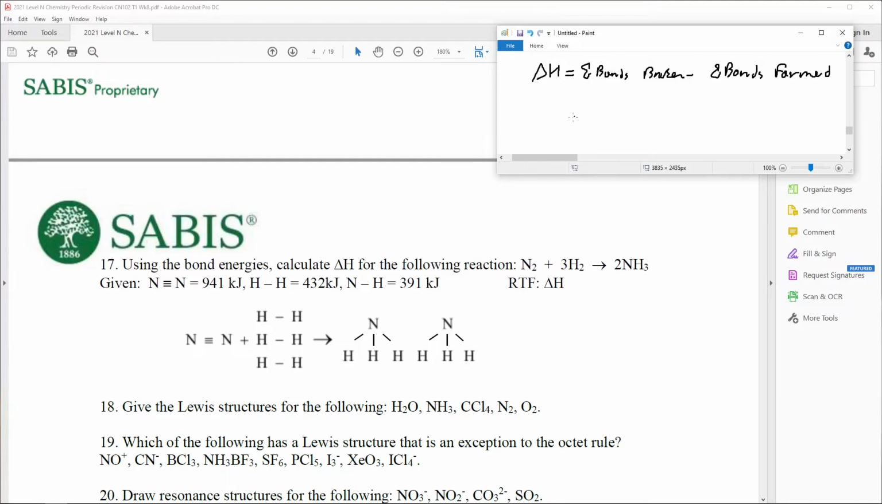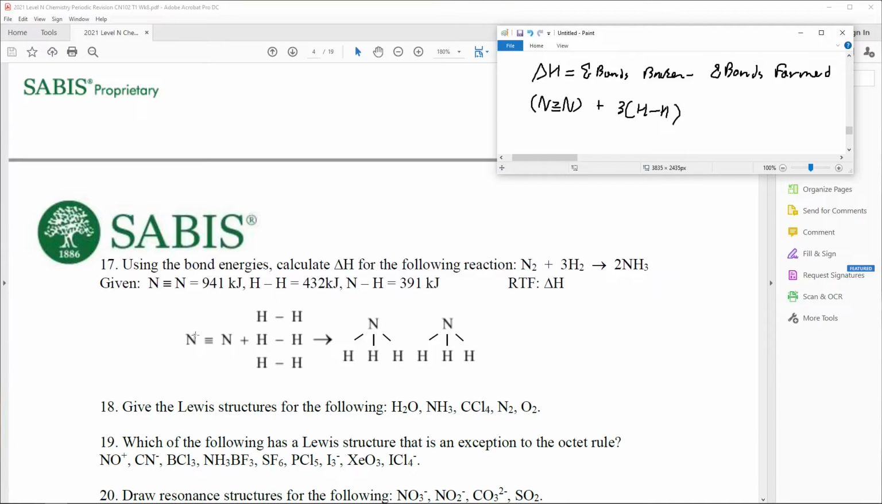Okay, so for this one, the broken ones are the reactants here, because you're going to break this and that and that and that to form these. So it will be N triple bond N, the energy of that, plus the energy of the 3 H-H bonds, so you have to break 3 H-H bonds. Of course, make sure it's balanced, and here it's balanced.